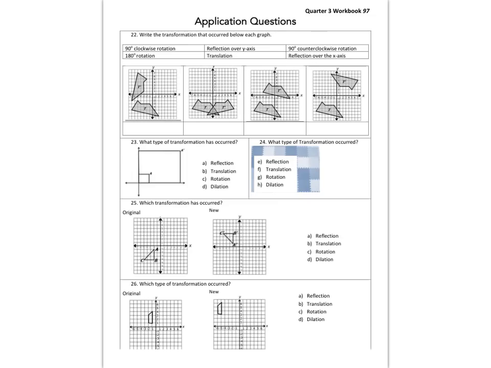Alright, page 97. So, look at the original shape here. Then look at the new one with the prime. So we've taken this, we've come up and rotated one quadrant. So that's a 90 degrees clockwise rotation.